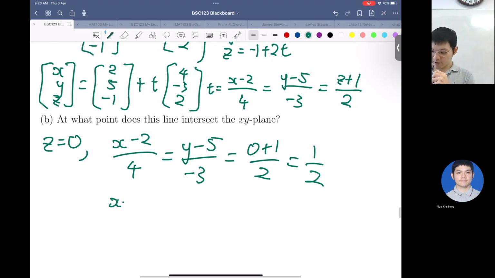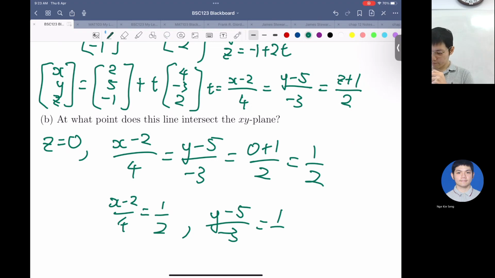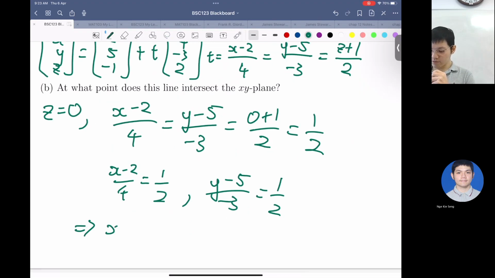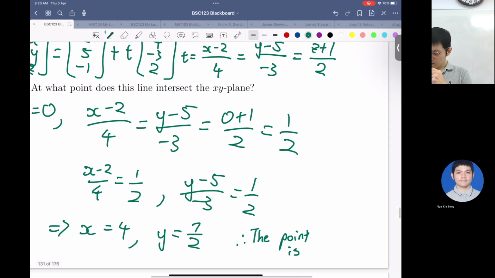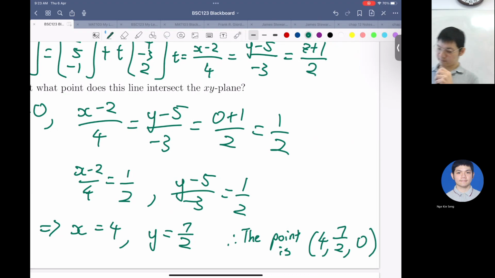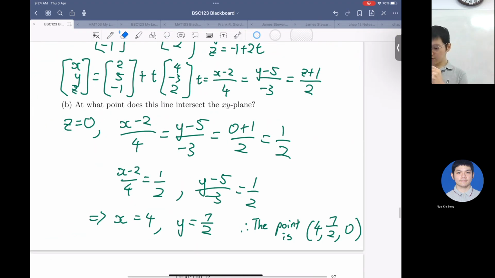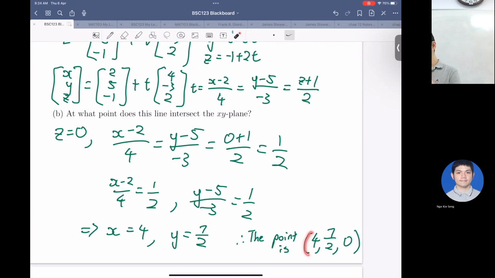So x minus 2 over 4 equals a half, and y minus 5 over minus 3 equals a half. This implies that x equals 4, y equals 7 over 2. So you get that the point is (4, 7/2, 0). Note that when we write a point, we put round brackets. When we see the point as a vector, we put what bracket?